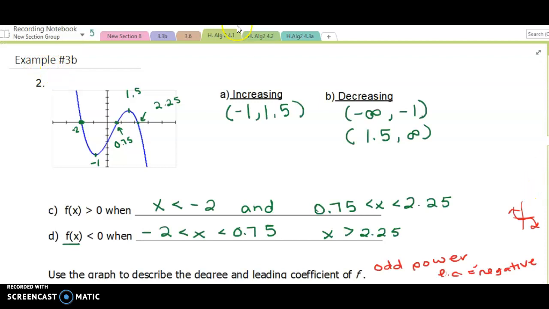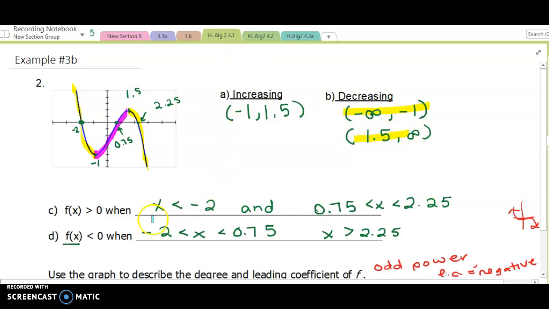All right, so what you should have gotten is that we are increasing from this point to this point, so from -1 to when x is 1.5. So we just put that in brackets from -1 to 1.5. And we are decreasing all the other ways, so all the way from -infinity to -1, which is here, and then from 1.5 all the way to infinity, because we're doing x values. So that would be that one.